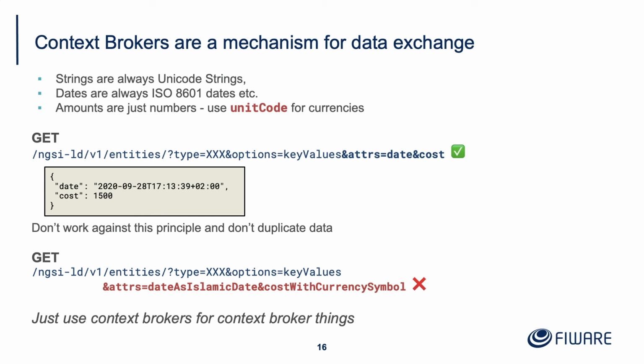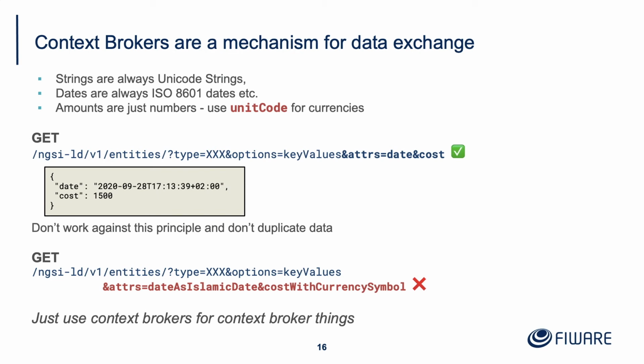So strings are always Unicode strings. Dates are always ISO 8601 dates. And it's a very bad idea to try and push your currency symbol or your amount into your data. Your data is just your numbers. So what you should do is you should have a cost of, and it's just a number. In this case, it's 1500, because it means I have one version of that value. Again, my date is just going to return as an ISO 8601 date.